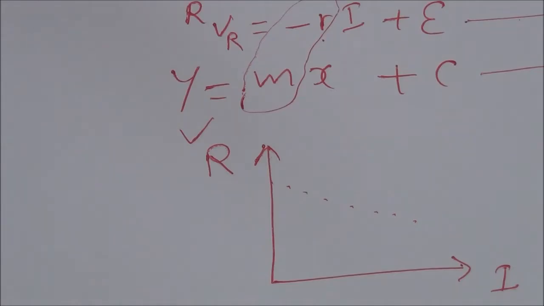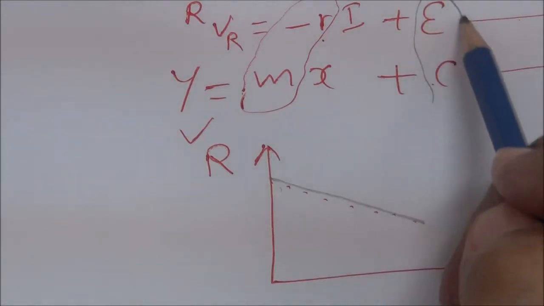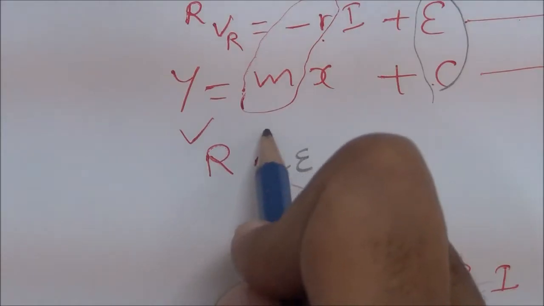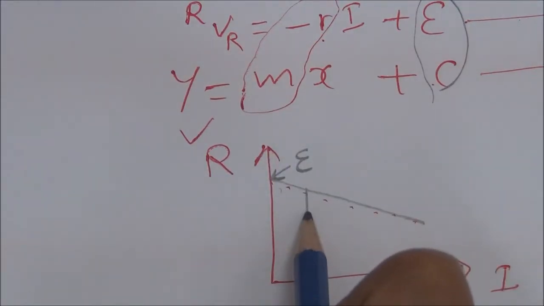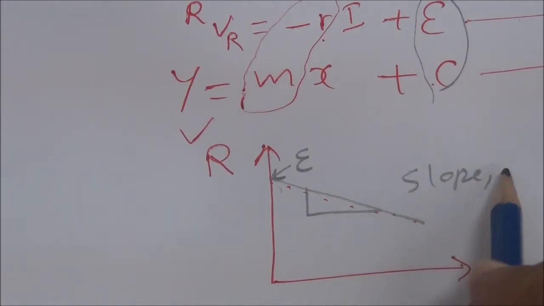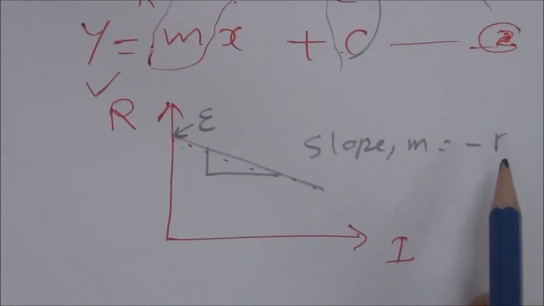When we draw the best fit line, c here is the y-intercept. It will be equal to the electromotive force. So this is E. And the slope of this line, denoted by m, will be equal to negative r. So we can also calculate the internal resistance of the battery.